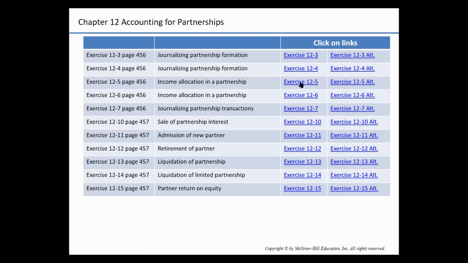This week we've been discussing Chapter 12, which is dealing with the accounting procedures for partnerships. So the first example that we'll look at will be the journalizing entries that would need to be made in order to form a partnership.